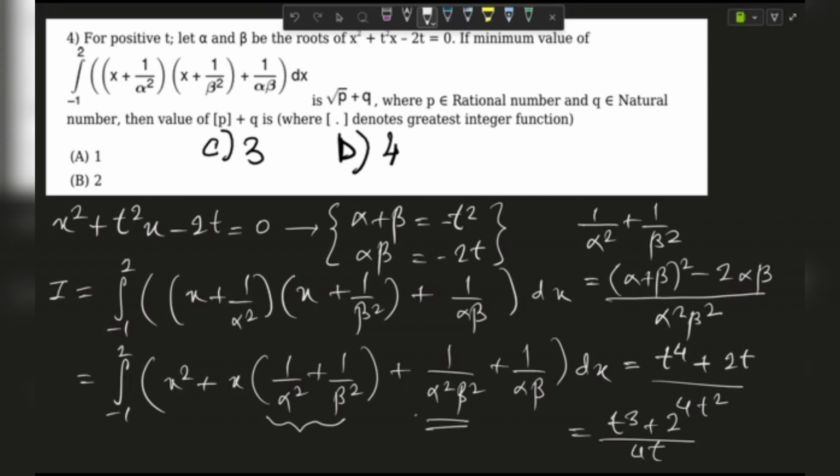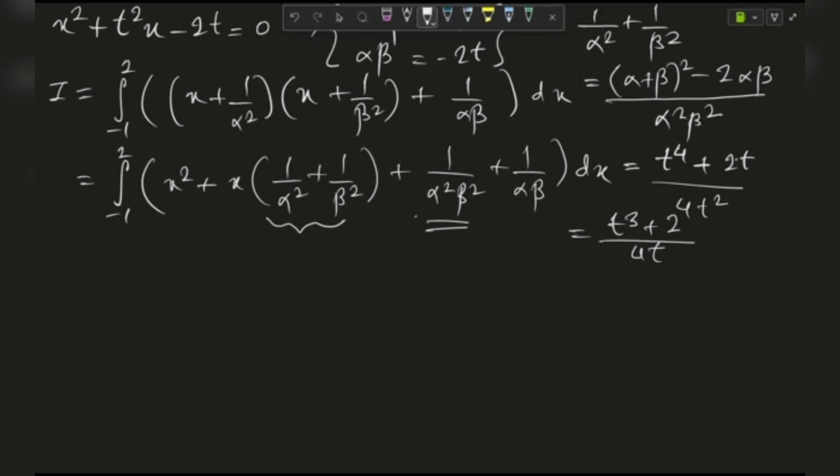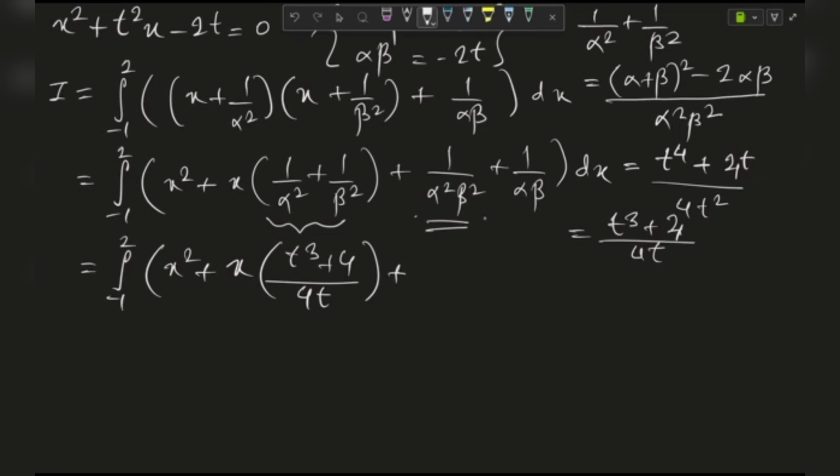I will move the page. Just a minute. Okay guys, there was a small mistake. This is 4, okay. 2 into 2 will make it 4. This is t cube plus 4 by 4t. So now this will become integral minus 1 to 2 of x squared plus x into (t cube plus 4) by 4t, and this is 1 by alpha squared beta squared, so basically 1 by 4t squared, and this is plus 1 by alpha beta, so minus 1 by 2t, whole dx.